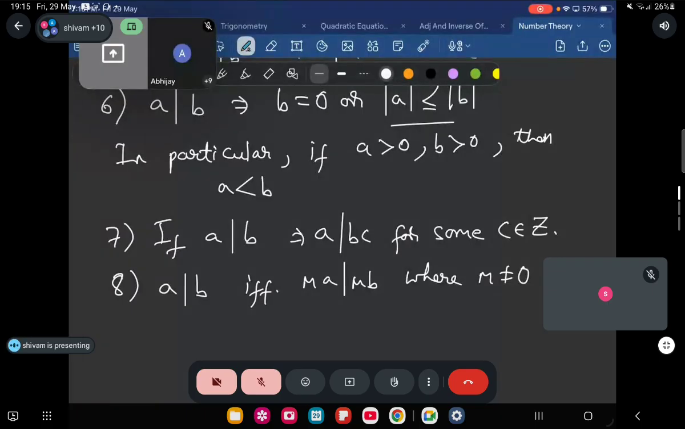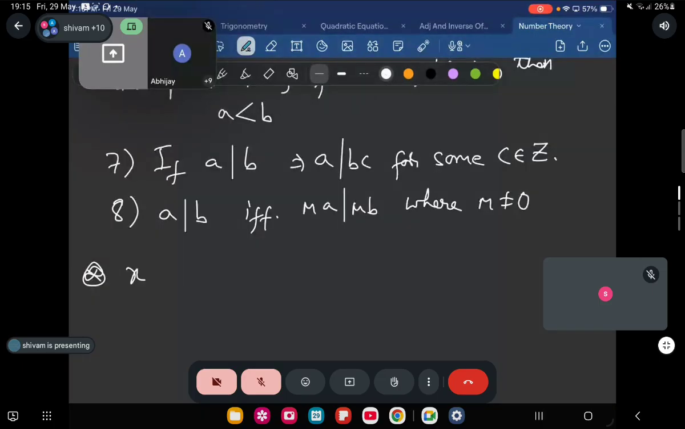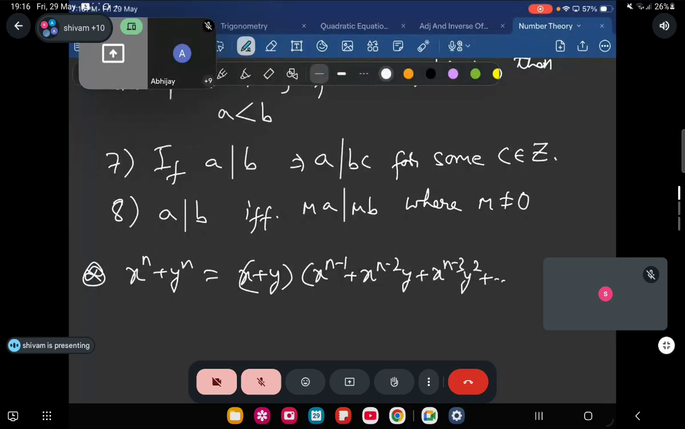Next, there are 2 formulas which you should remember. One is x to the power n plus y to the power n equals x plus y into x power n minus 1, minus x power n minus 2 into y, plus x power n minus 3 into y square, and so on, lastly plus y to the power n minus 1. Alternately it is positive, negative, positive, negative, and it goes on like this.